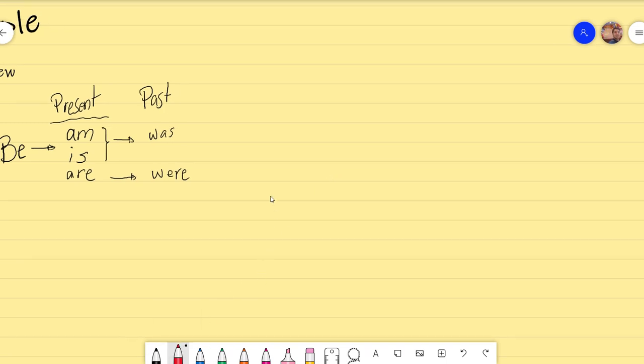Perfect. So let's start with a positive sentence. A present positive sentence. Not past, present. So I say I'm a student. This is a positive sentence, which is present. Now in this sentence, I have am, which is this one. And what is am in the sentence? It's the verb. And what is the subject? I. So I have subject plus verb.